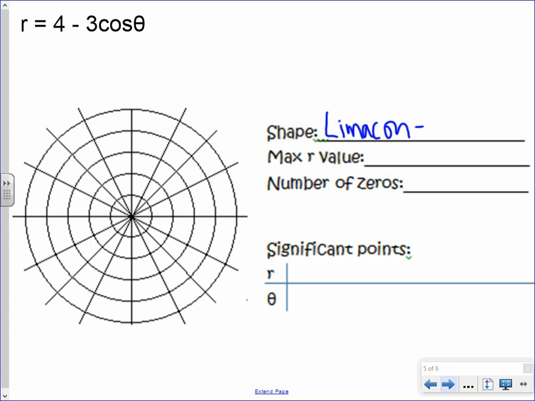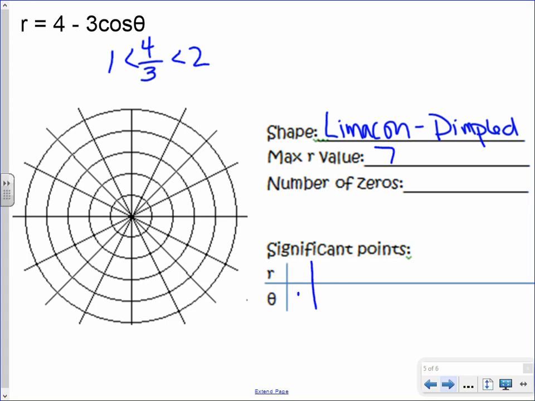Ryan, what type of limaçon is it? And can you explain to me how you know that? Okay, if we take A divided by B, it's bigger than 1 but less than 2, so we have a dimpled limaçon. All right? And our max R value would be what, Jen? 7. A plus B would be 7.